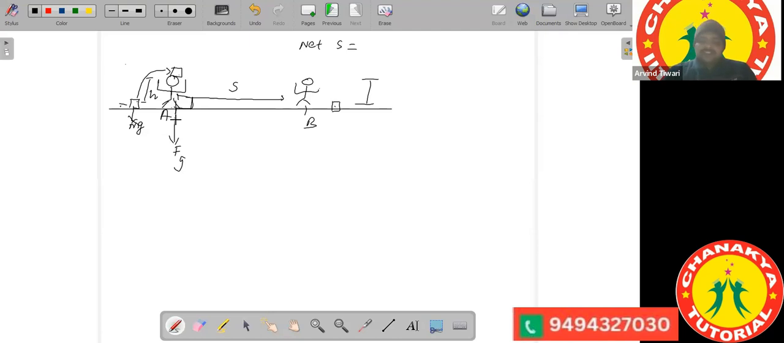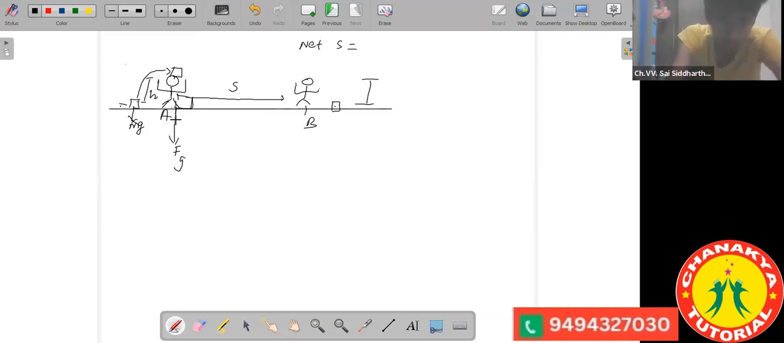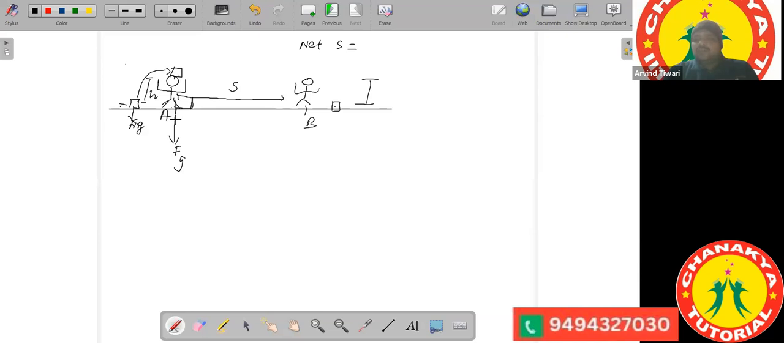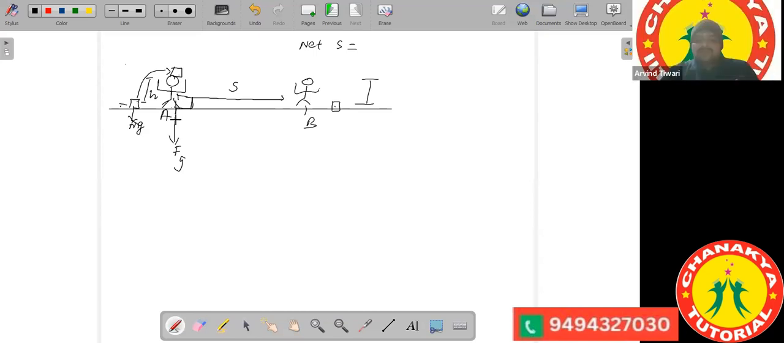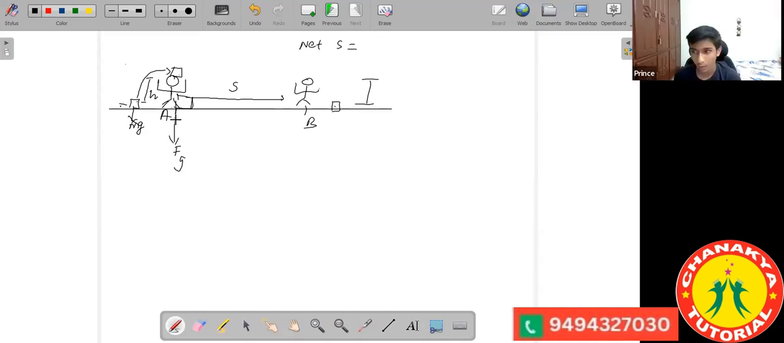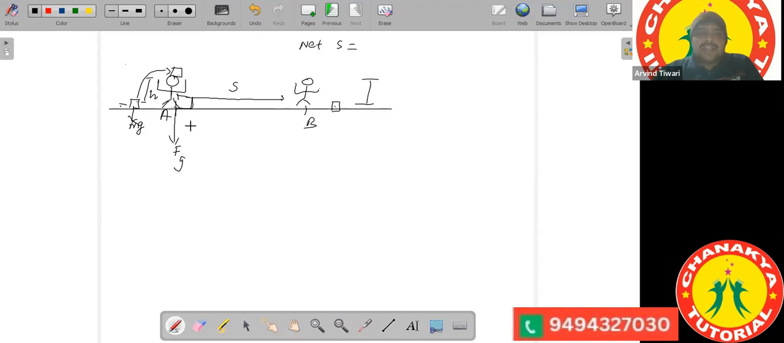See, the gravitational force is acting in the downward direction. The displacement is in the horizontal direction. So what is the angle between them? Prince, you are not responsive. What is the angle between the gravitational force and the displacement? Sir, perpendicular, 90 degrees. They are perpendicular to each other, and it is 90 degrees.